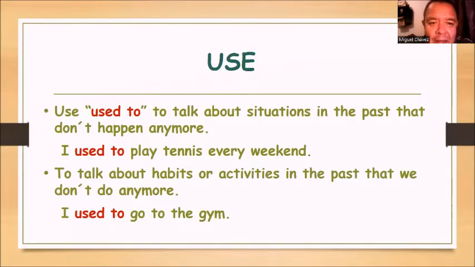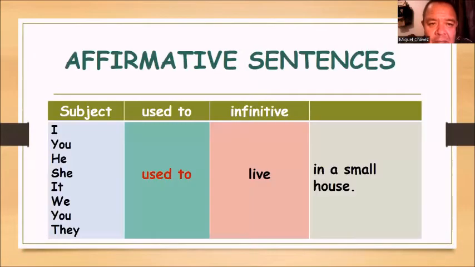Let's check the grammar structures of this verb. Affirmative sentences. As you can see in the table, we have the subject, then used to, then infinitive. We are going to use used to for any subject. We don't change it. I, you, he, she, it, we, you, they, used to, and then infinitive and complement.